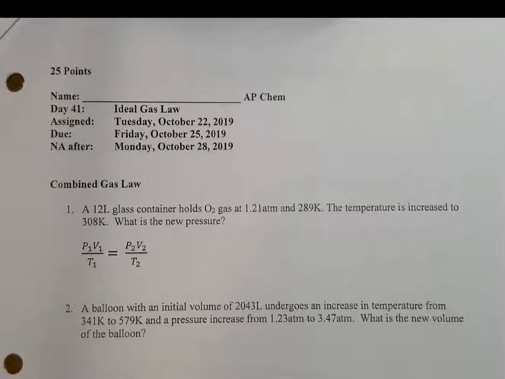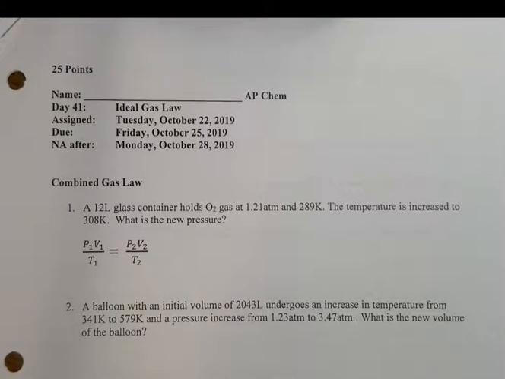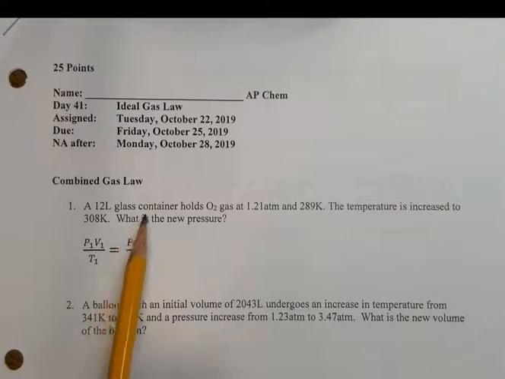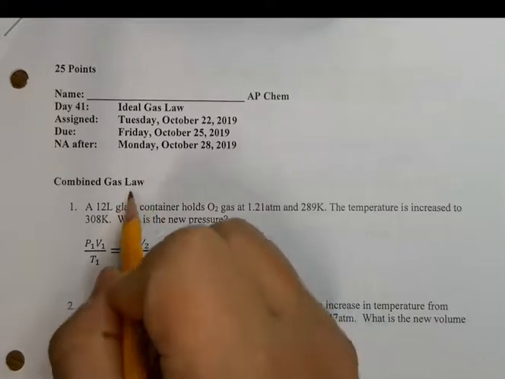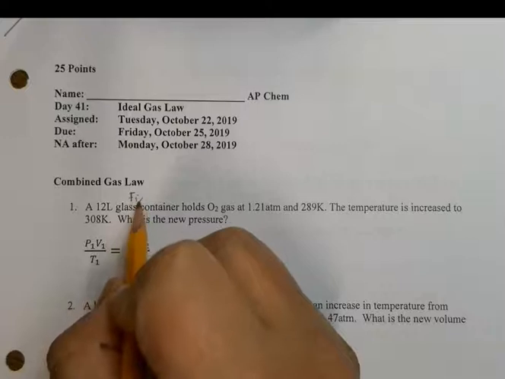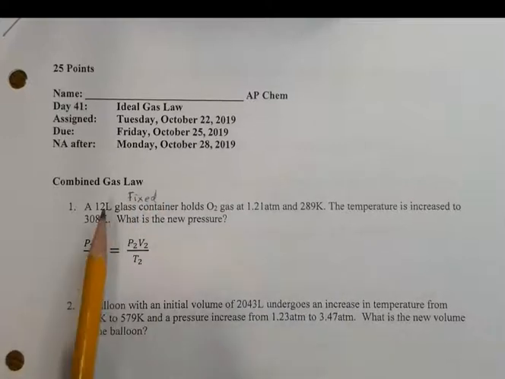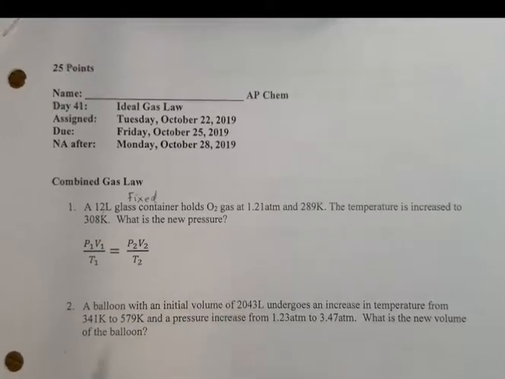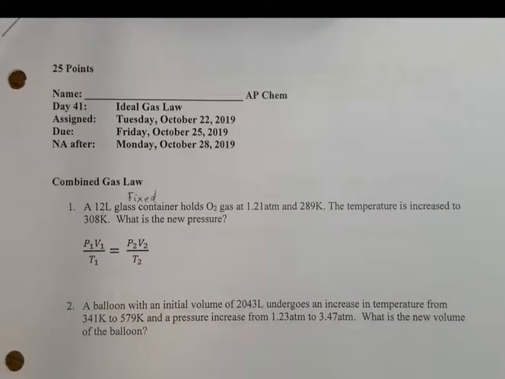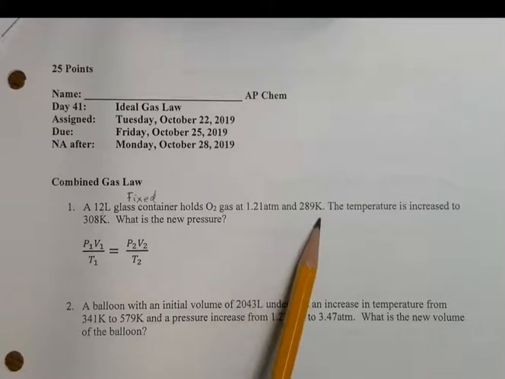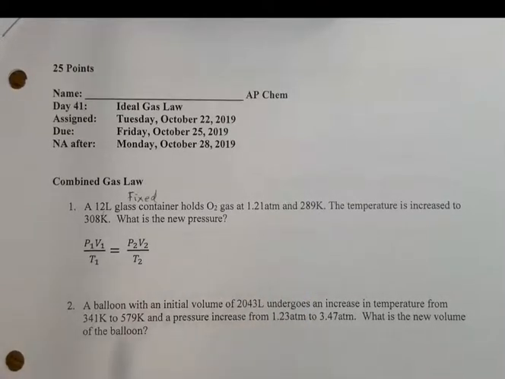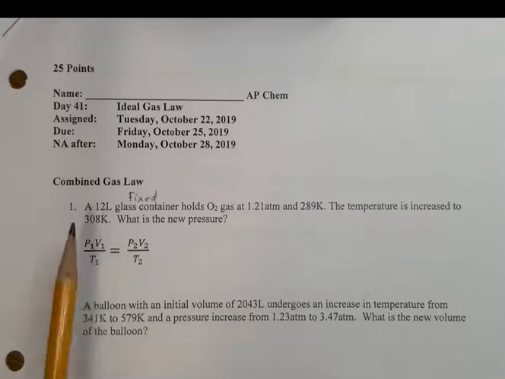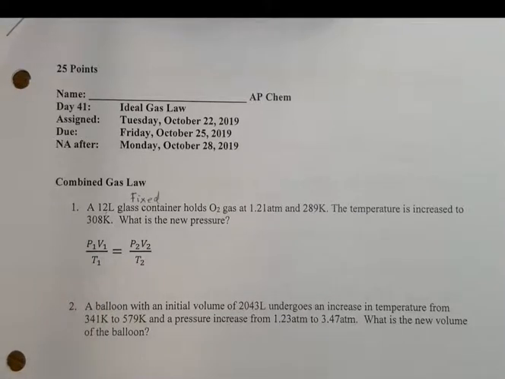So you have a 12-liter glass container. When you see words like that, it means it's fixed volume, so the volume cannot change. It can't get bigger, it can't get smaller, so that number is never going to change in the problem. It holds oxygen gas at 1.21 atmospheres and 289 Kelvin. Any problem you work in gas laws has to be in Kelvin, so that's already done there. The temperature is increased to 308 Kelvin. What's the new pressure? This is just simply what's called a plug and chug. You just put in the numbers and you solve the problem.